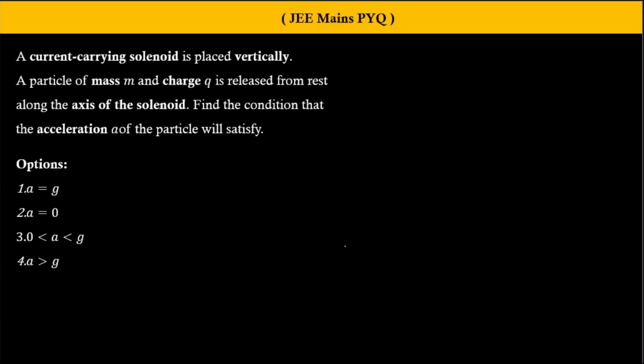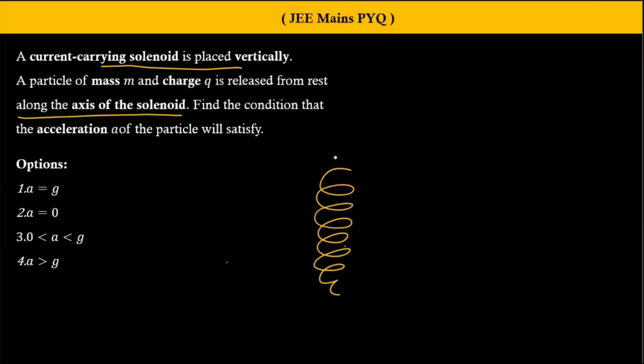Now this is something you just need to draw and see. A current carrying solenoid is placed vertically. So solenoid vertically placed, something like this. Done. And a particle of mass m and charge q is released from rest along the axis of solenoid. Axis of solenoid will be this one.